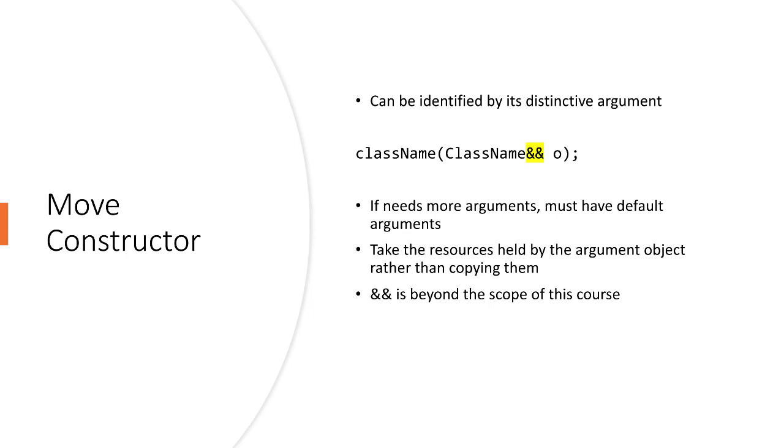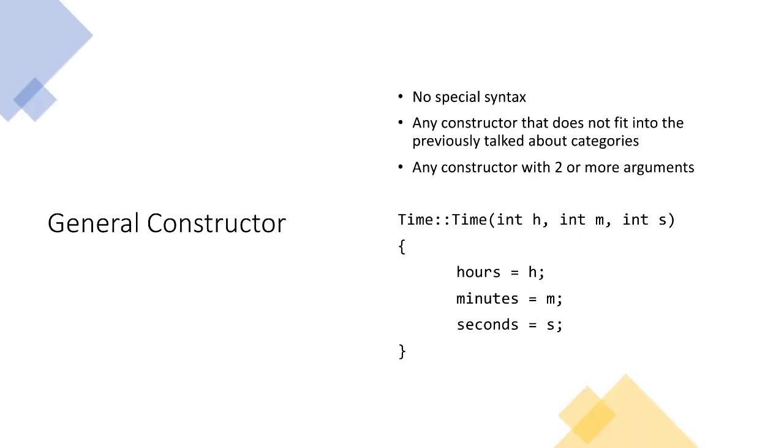Here, we're going to talk a little bit about the move constructor. It can be identified by its distinctive arguments. Notice here, it is very similar to the copy constructor, except that it has 2 ampersand signs. If it needs more arguments, then those must be default arguments. So when creating this class, if you need more arguments, then you need to create it with those as default arguments. It takes the resources held by the argument object rather than copying them. This is beyond the scope of our course, but the move constructor is something to look into and study on your own time. Very interesting.